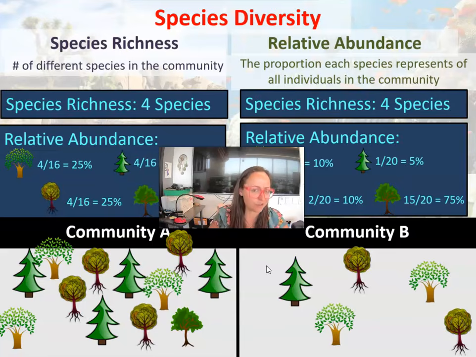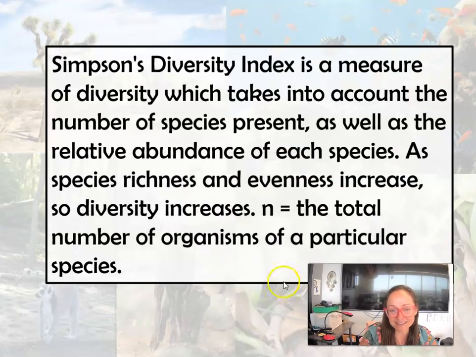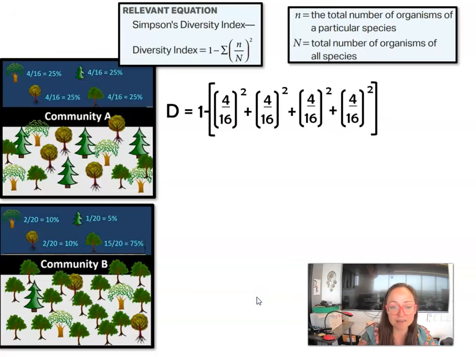We can elaborate on the importance of species diversity in a different topic. But let's look at a math formula that we can use to calculate species diversity, or the diversity index, within a community. It's called the Simpson's Diversity Index, and it's a measure of diversity that takes into account the number of species present, which is our species richness, as well as the relative abundance, or evenness, of the species. We're going to use my 2 communities, A and B.